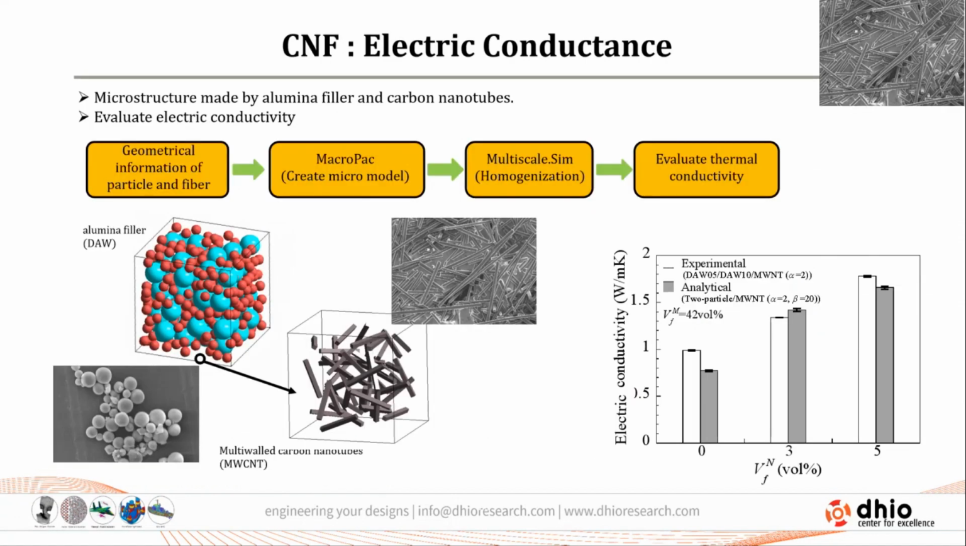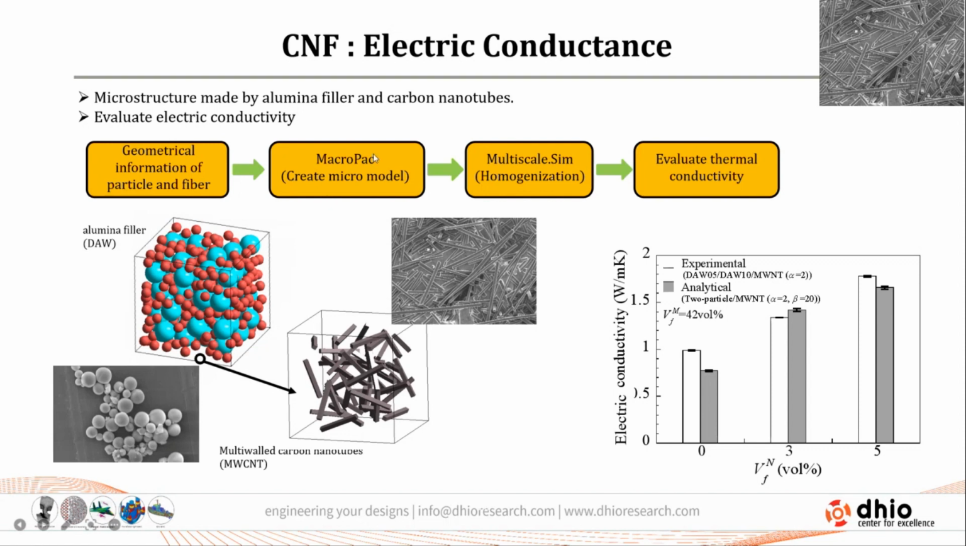Another case is predicting the electrical conduction. This is the microstructure. This particular composite is made of alumina filler as well as carbon nanotubes. Our main aim is to evaluate the electrical conductivity of this particular microstructure template. The geometrical information we have gathered from the microstructures is used to create the micro model like this. And these are the SEM images we have used for the geometrical parameters for constructing the micro model.